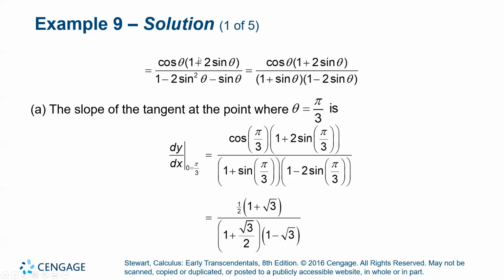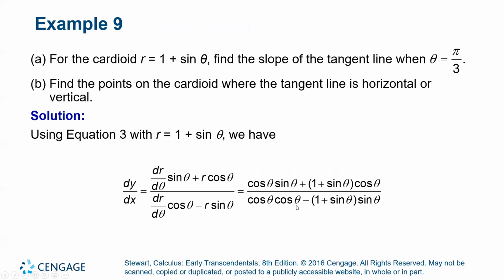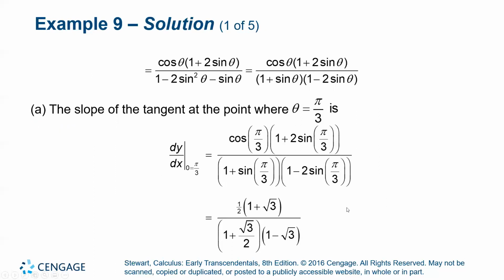And then in the denominator, we have cosine squared minus sine squared, which using our reduction formulas becomes 1 minus 2 sine squared minus sine. And that is a quadratic that can be factored into 1 plus sine and 1 minus 2 sine. If you replace sine of theta with x, it's a little bit easier to remember how to factor that, but this is basically 1 minus 2x squared minus x. And this is how that quadratic ends up factoring in the denominator here.